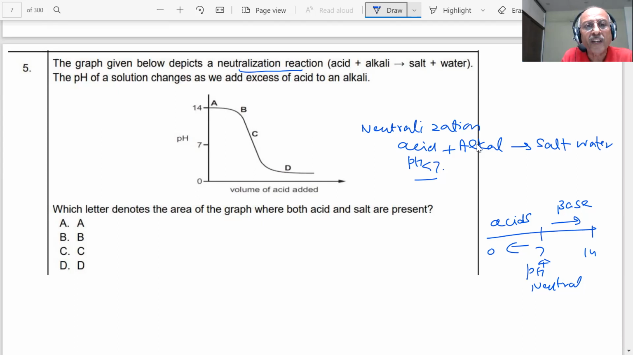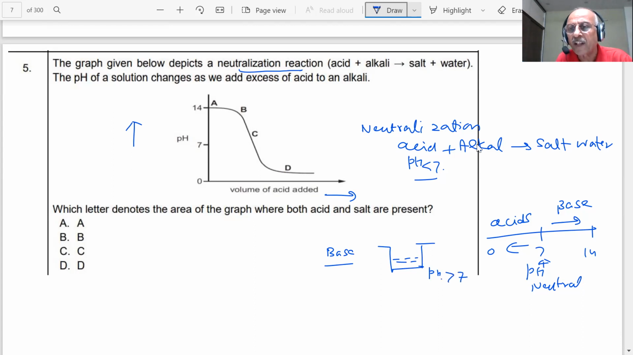Now here, what is it doing? As you can see, there is a graph between pH and the volume of the acid added. Volume of the acid added, student. That means you have a base. Consider there is a base here. The pH of base is how much, student? Greater than 7. pH of base is greater than 7.